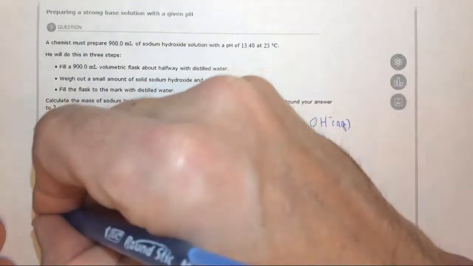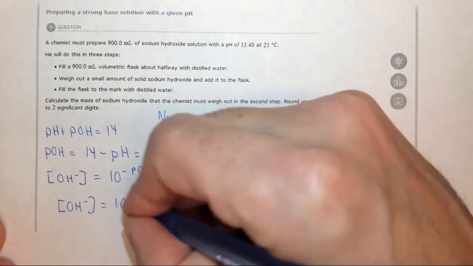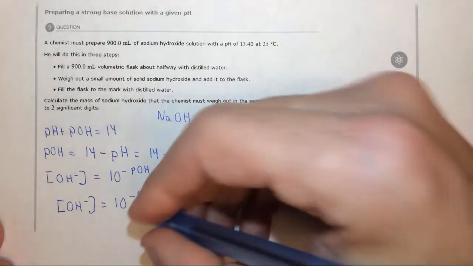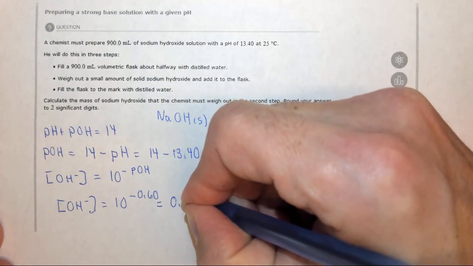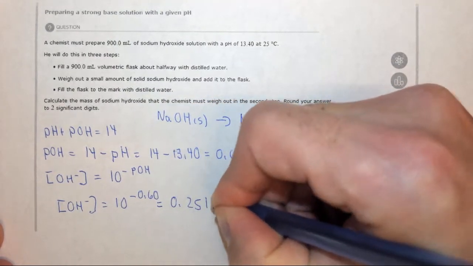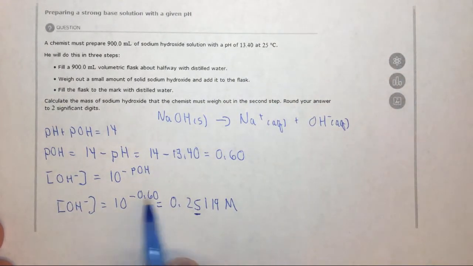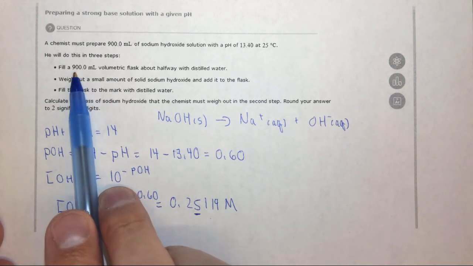So in this case, the concentration of OH- equals 10 to the negative 0.60, because that's the pOH, which equals 0.25119 molar, where there are 2 sig figs. So the pH has 2 sig figs, so we're going to have 2 significant figures. So now we have the concentration of OH-, and we also have a volume of the solution.